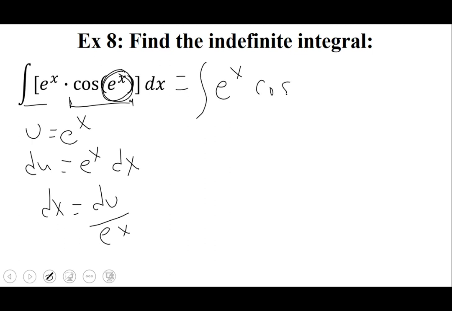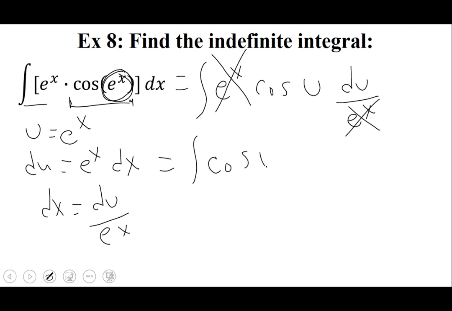Now I have the cosine of u, and then my dx is equal to du over e to the x. So again, the magic happens by canceling out those e to the x's. And it turns out this isn't really an e problem, but it's really more of a cosine problem. So I'm trying to integrate the cosine of u du. Again, use your green sheet as needed. The integration of the positive cosine of something is the positive sine of the same something.